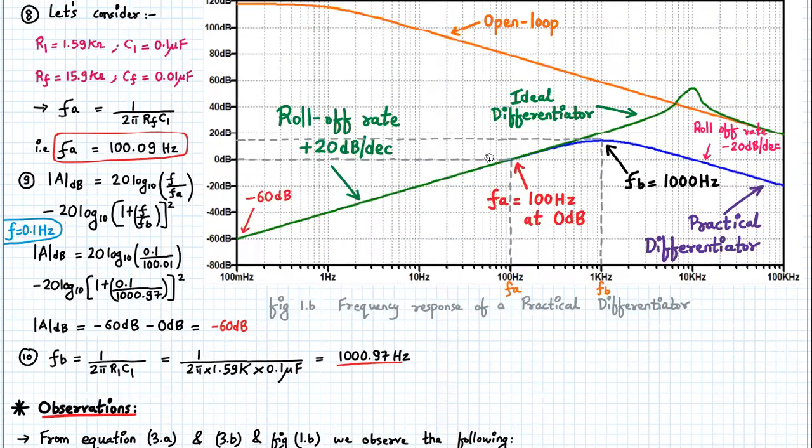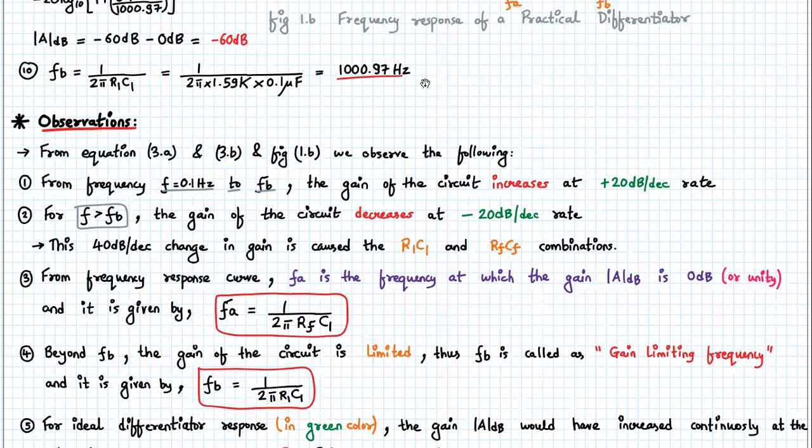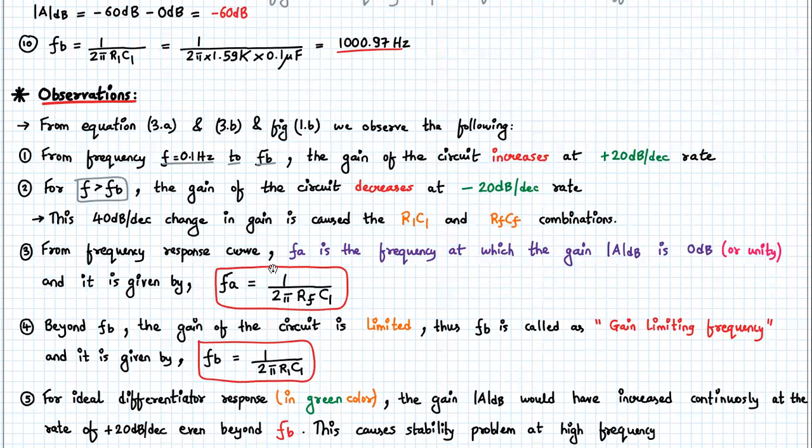So here it is plus 20 and here it is minus 20. So the total change in the gain is 40 dB per decade. From the frequency response curve, FA is the frequency at which the gain is unity or 0 dB, which is given by the formula 1 upon 2 pi RF into C1.